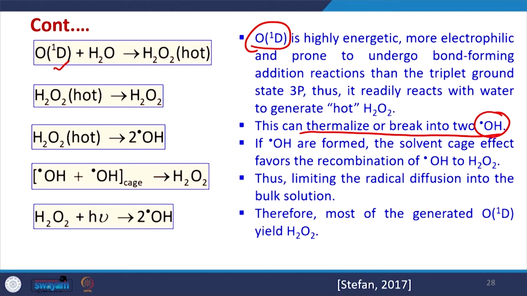Thus, the overall limiting step of this reaction is the diffusion into the bulk solution. So, how they come out of the cage and go into the bulk solution and react with the contaminants present there. If we can enhance this diffusion, the overall treatment time will go down. Most of the generated O1D yields H2O2, which can further be used for generating radicals, etc. So, this is how the ozone treatment processes work.